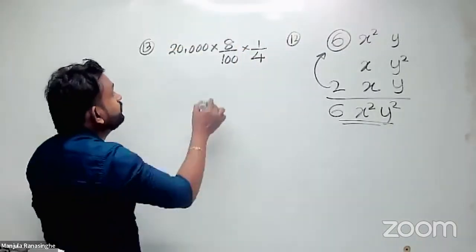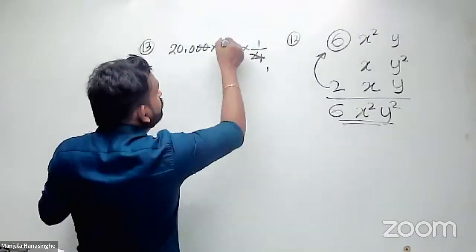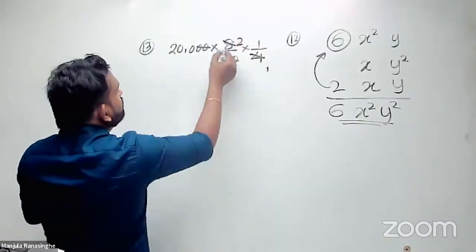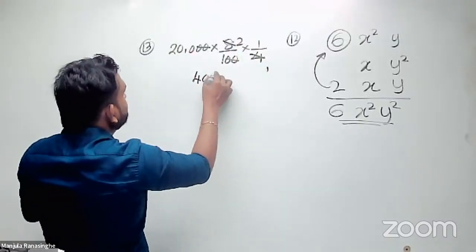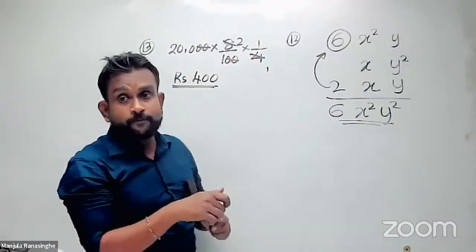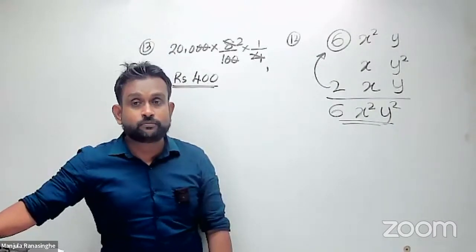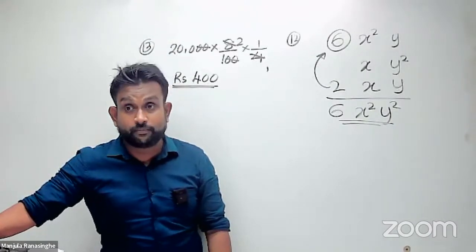Right, in one shot you can simplify. 2 zeros and 2 zeros cancel. Then 4, 1, 4, 2. Then 2 into 200 is 400 rupees. This is the simplification. There is no need to find the annual amount and then divide by 4, because they are just asking for the quarterly payment.